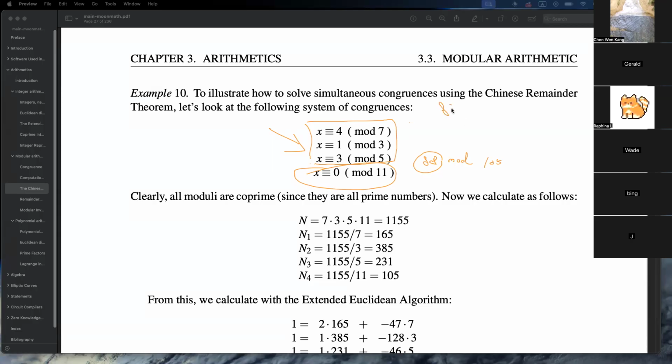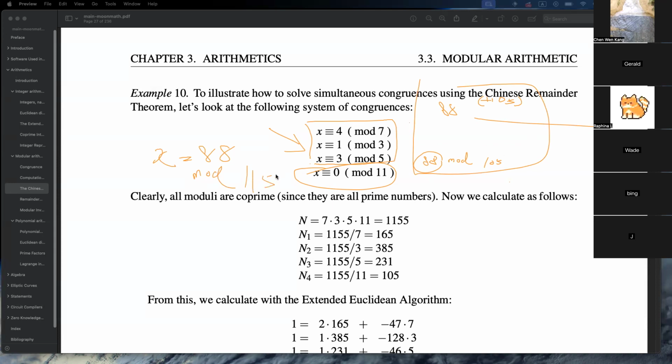So 88, let's remember it's plus 105. My handwriting's getting worse here. So 88 mod 11, actually that's 0. So I don't even need to do any more calculation. 88 mod 11 is 0, you divide and get 8, right? So it's 0. So from this calculation, we know x is 88, or more accurately represented, x is 88 mod 7 times 3 times 5 times 11, which is 1155, right?